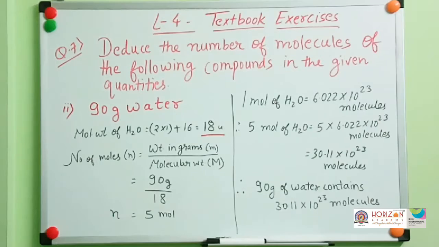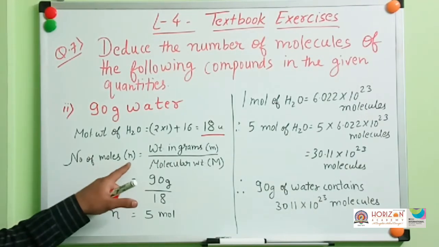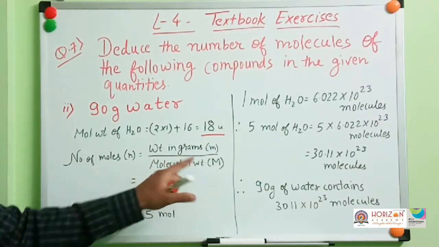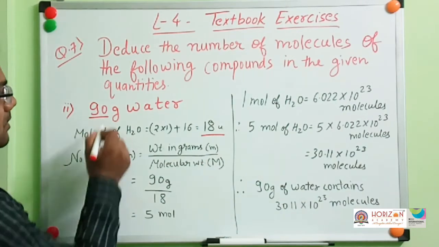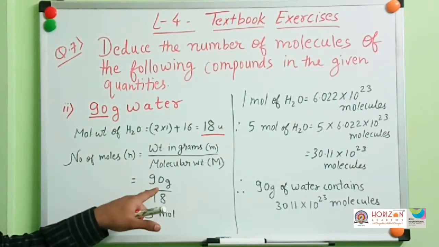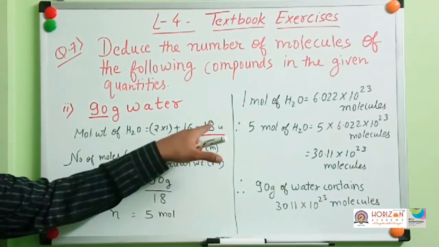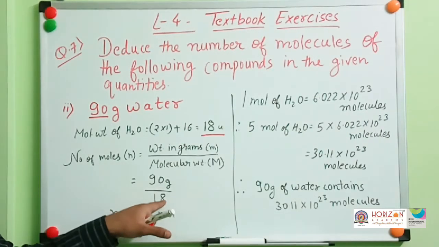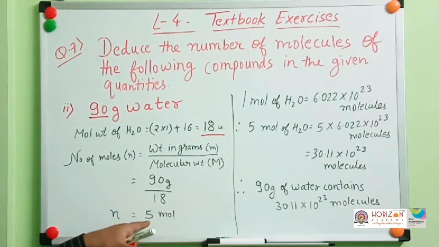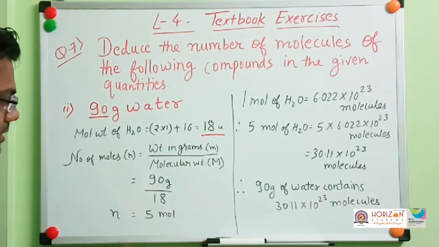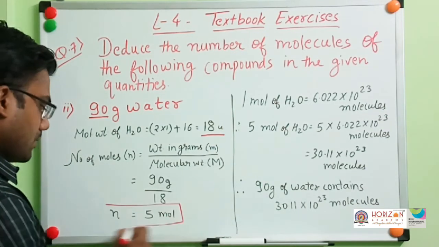So how to calculate number of moles? Number of moles can be calculated by weight in grams upon molecular weight. Weight in grams is 90 gram, which is given in the question. Okay, so 90 gram in the numerator, and molecular weight is 18. So 18 in the denominator. So simply by dividing you will get an answer as 5. So this is the number of moles as 5.